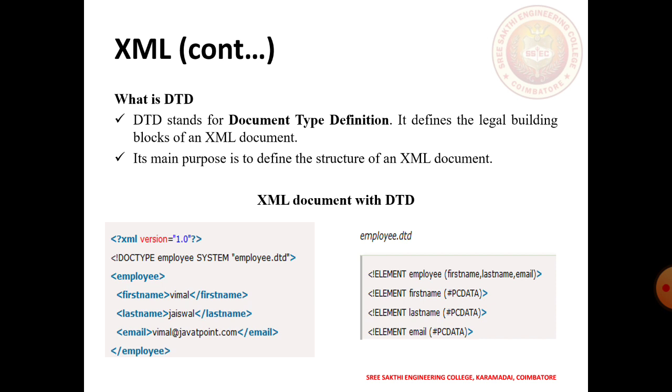Here in the XML file, the first line indicates the version of the XML, then the next line, doctype, gives the root name. That means it is the beginning of the DTD declaration and the root element of the XML document is employee, where the root element contains three different elements: first name, last name, email ID. Each element is of type PCDATA.